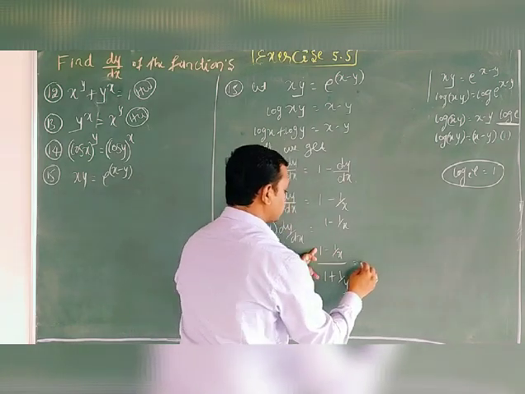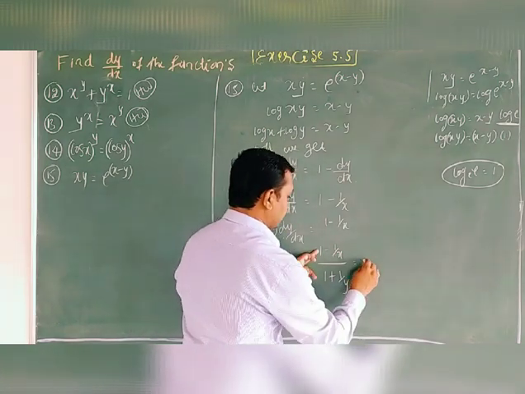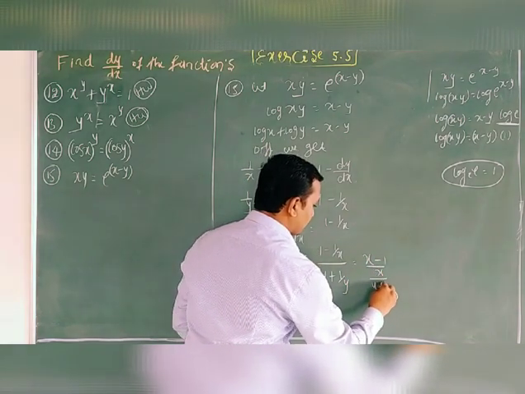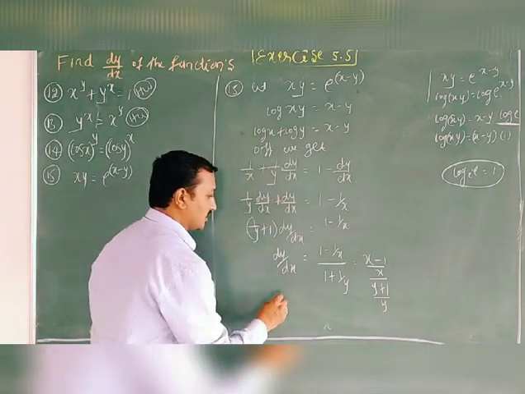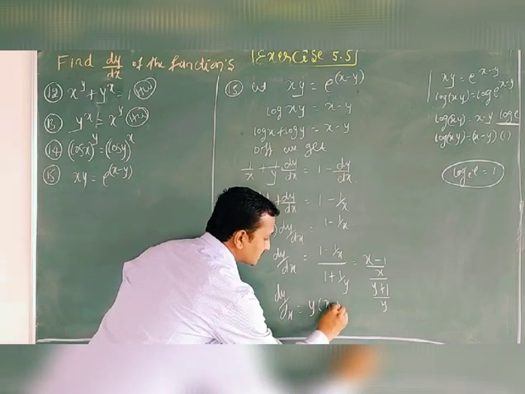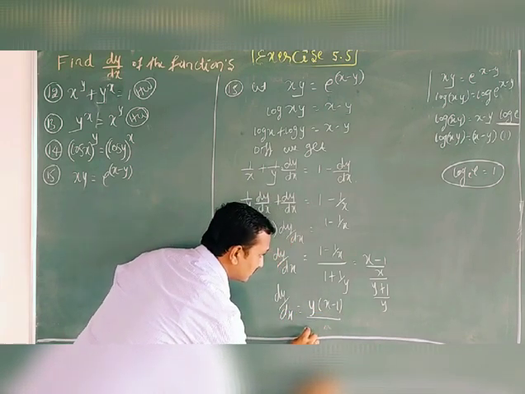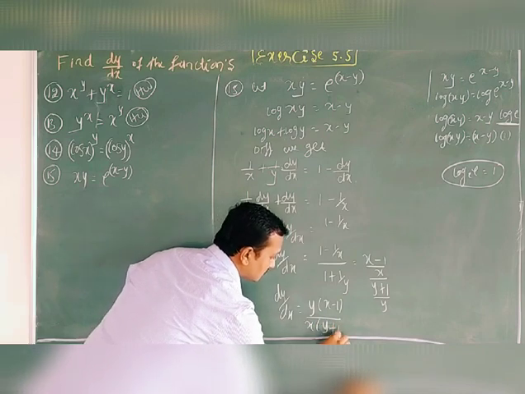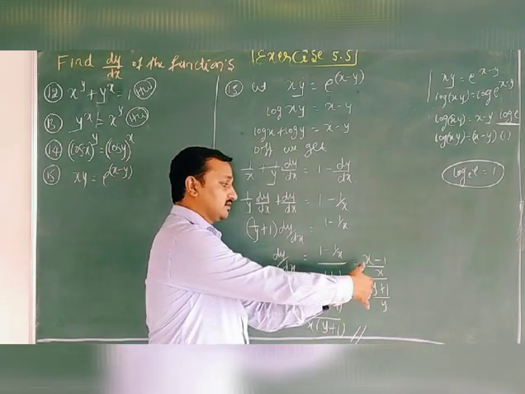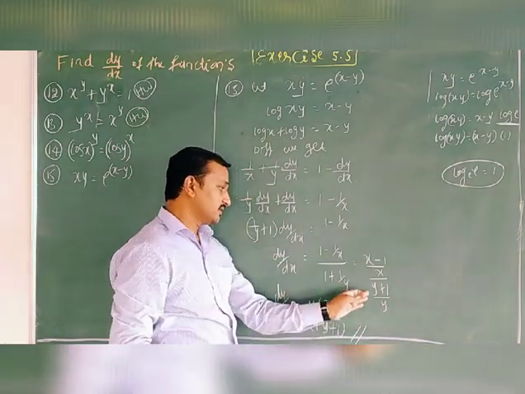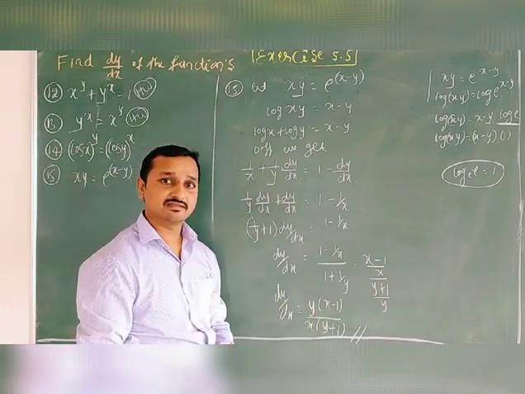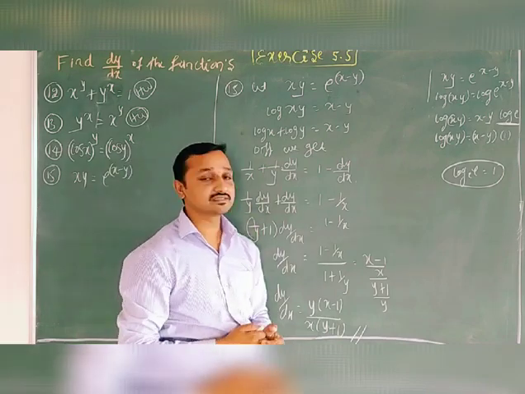Then what we have to do here? Take the LCM. This is x minus 1 divided by x, and here y plus 1 divided by y. Or else we can write dy by dx equal to y in the bracket x minus 1 whole divided by x in the bracket y plus 1. This is dy by dx. Taking the reciprocal, we get y in the bracket x minus 1 and x in the bracket y plus 1. Is that clear? This is the value of dy by dx. Students, write this example. Okay?